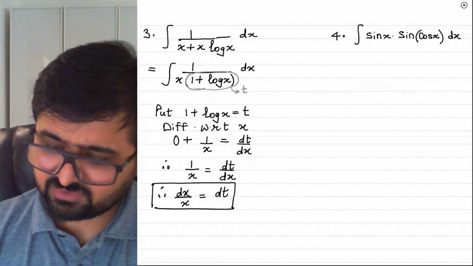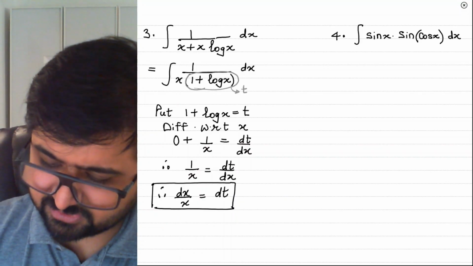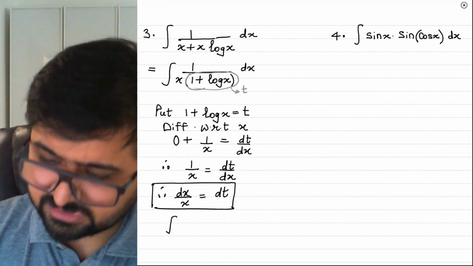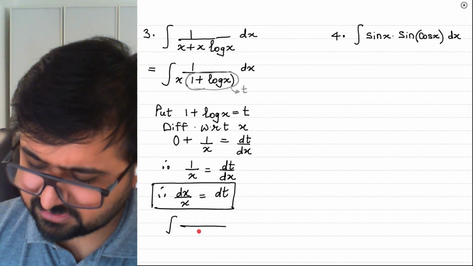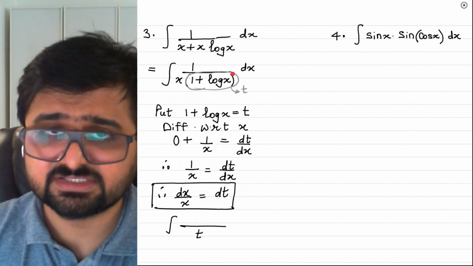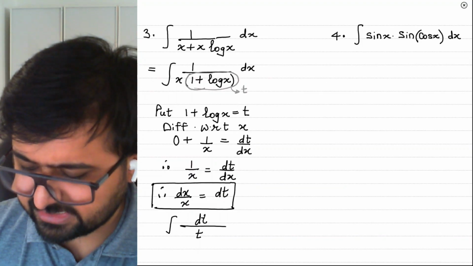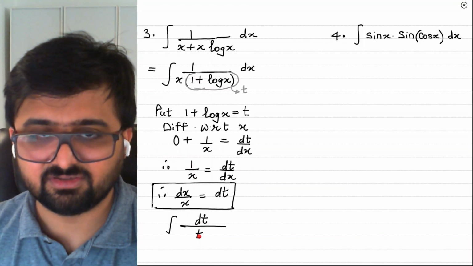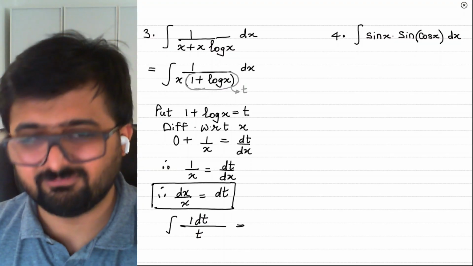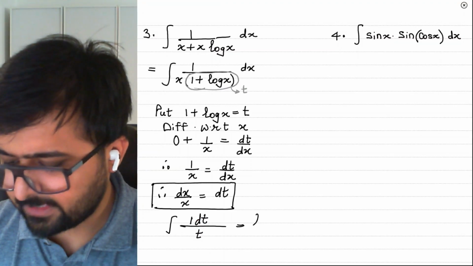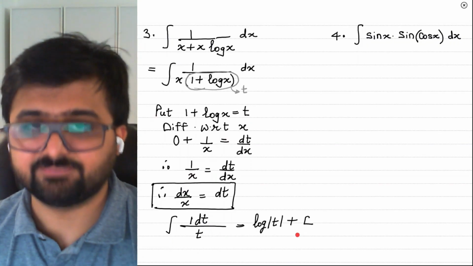Now that you have that, you can convert the entire function in terms of t. Here, 1 plus log x is t, so the denominator is t. dx over x is nothing but dt, so in the numerator you get dt. So basically you are left with the integral of dt over t. Now this is just like 1 over t. The integral of 1 over x, or 1 over t, is log mod t plus c.